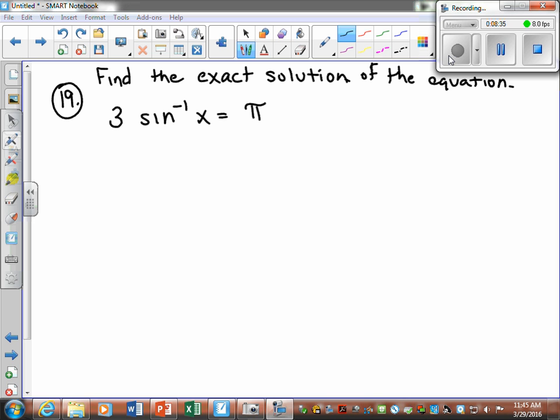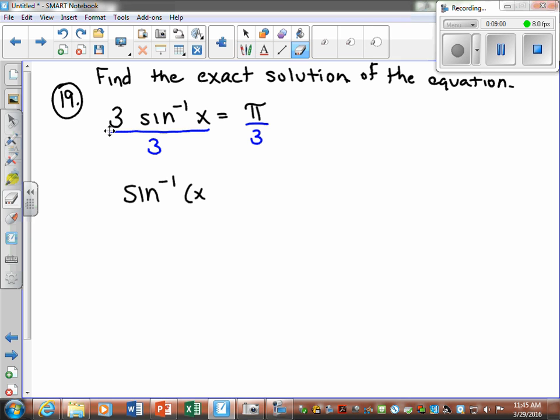Okay, our next examples are going to be solving equations, finding an exact solution when we have a trig inverse function. Now we want to keep in mind that our goal is to get x by itself. So we want to solve for x equals. The first thing we want to do is what? Divide both sides by 3. Whatever you do to one side, do to the other. And that would give us sine inverse of x, don't need a parenthesis, is equal to pi over 3.